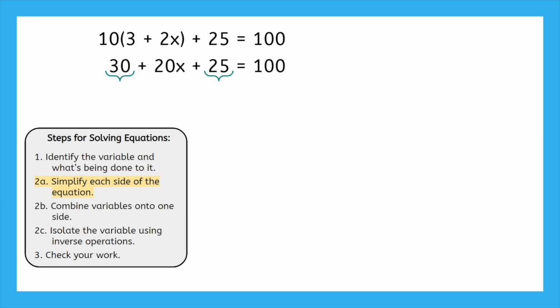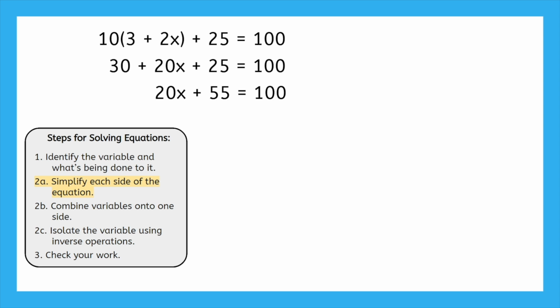30 and 25 are both plain old regular numbers, so they're like terms. Since they're on the same side of the equal sign, we don't use inverse operations when combining them, and we don't do this on both sides of the equal sign. We work from left to right, so we'll do 30 plus 25, which is 55. Now that both sides are simplified, we have 20x plus 55 equals 100. Or you could have written it as 55 plus 20x. The order of those terms doesn't matter.